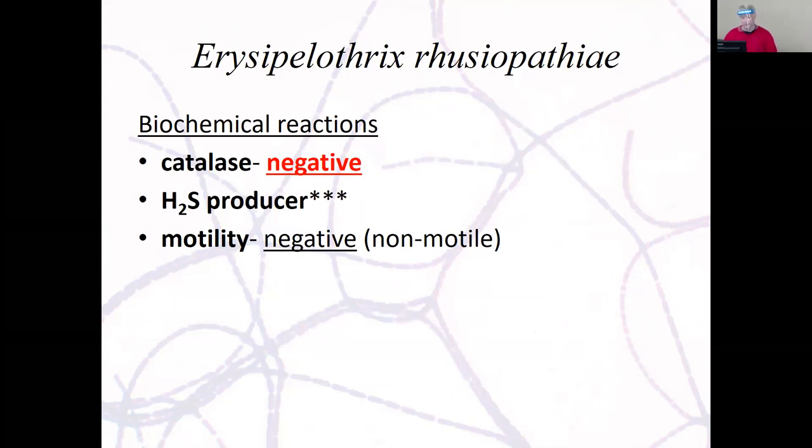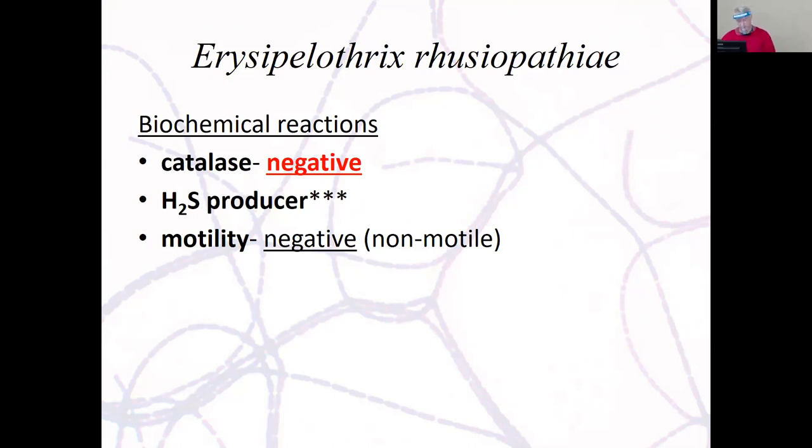H2S, so sodium hydroxide producer, is that hydroxide or sulfur? What is S? What's H2S? Let me ask my chemist here. I've always called it dihydrogen sulfide. That's very good. I like that. You corrected me. Thank you. Dihydrogen sulfide.